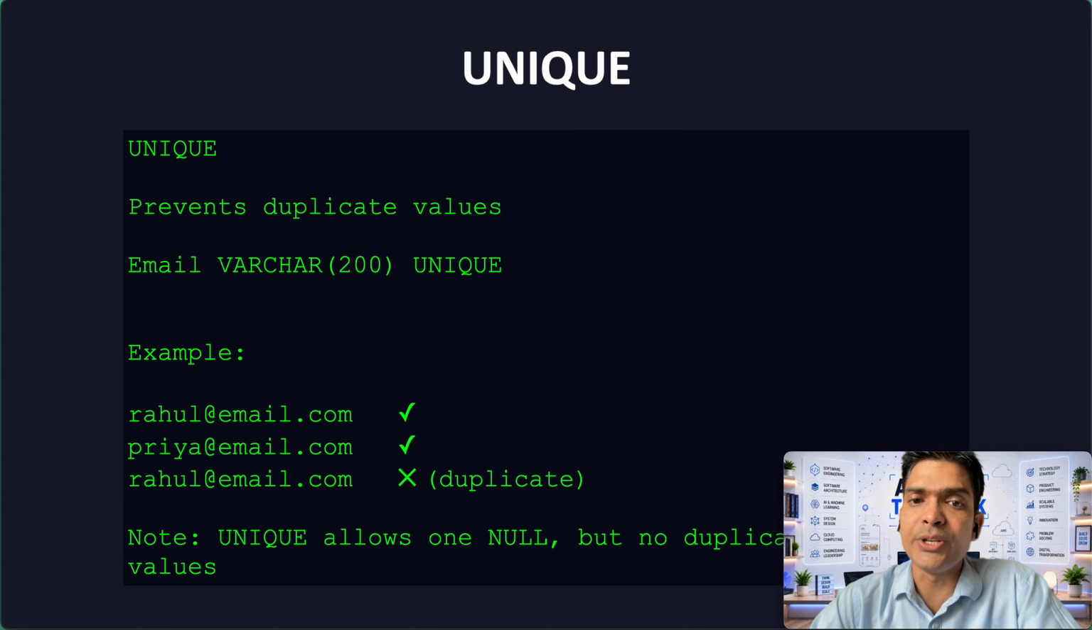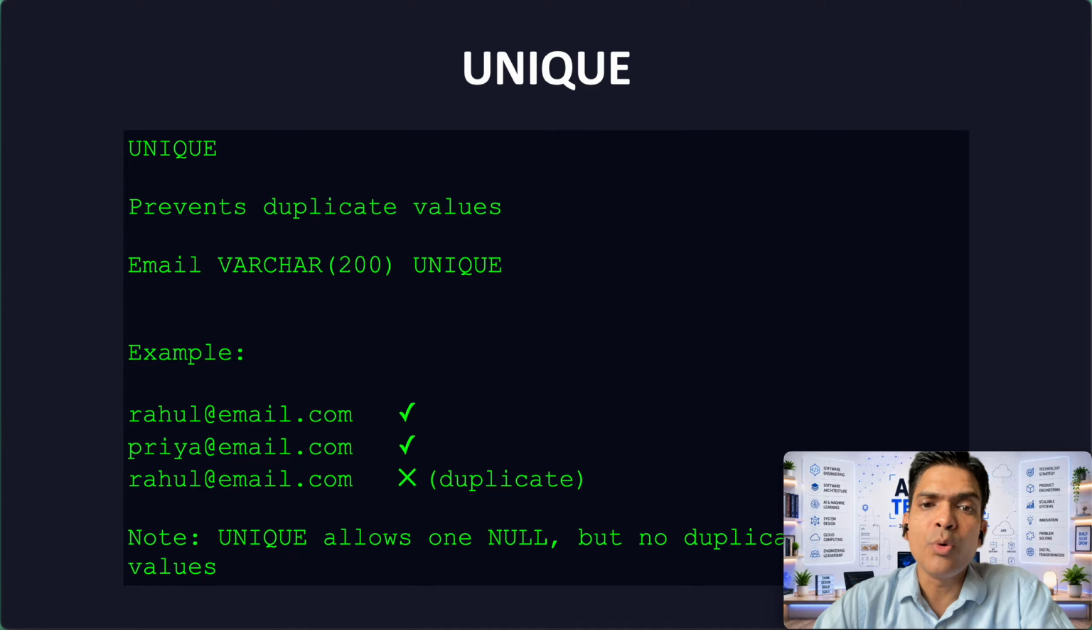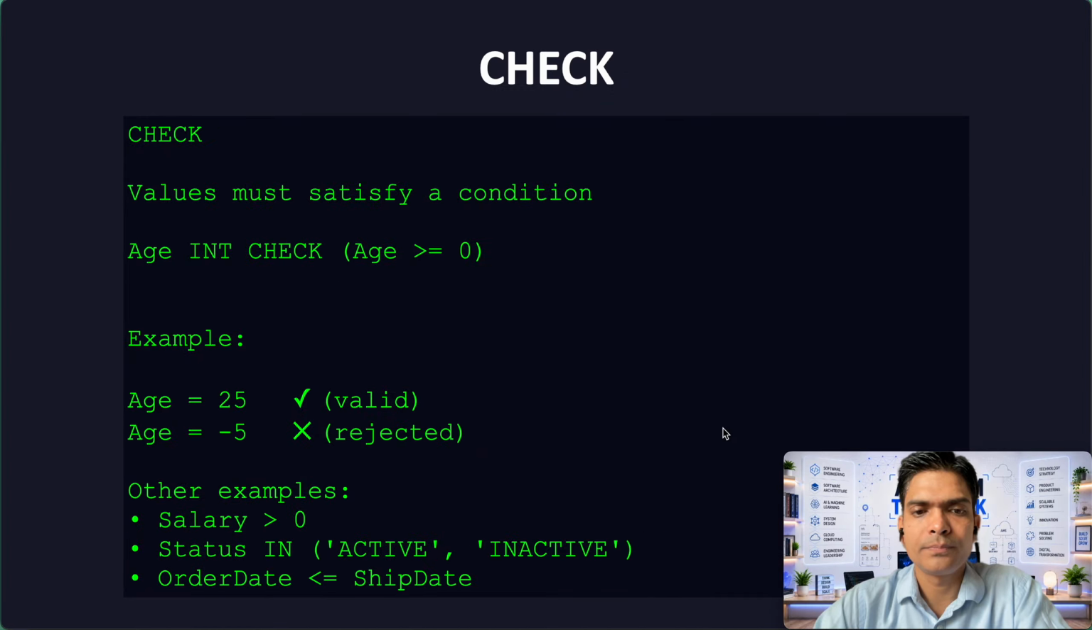Another useful constraint is unique. Unique prevents duplicate values in a column. A common example is an email address. If our application requires every user to have a unique email address, we can enforce that rule at the database level. So if someone tries to insert another user with an email address that already exists in our database, the database can reject it. Again, we are moving an important business rule closer to the database itself.